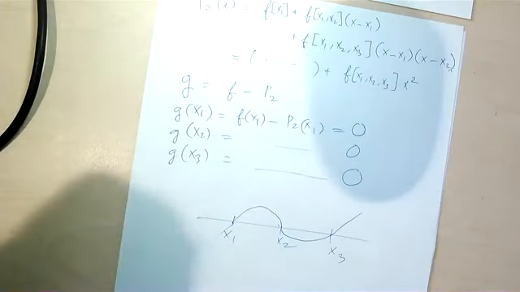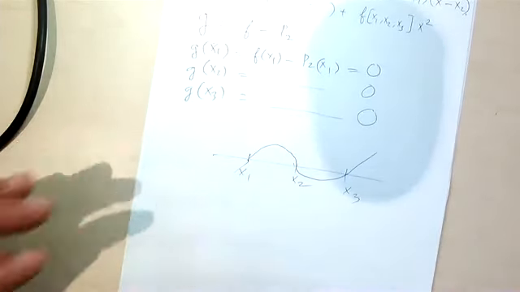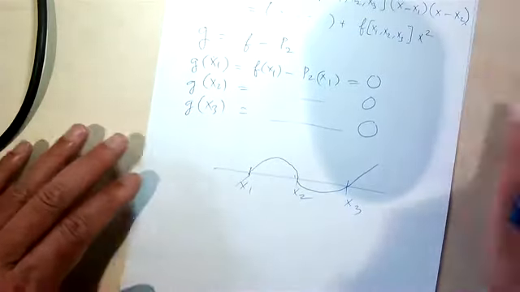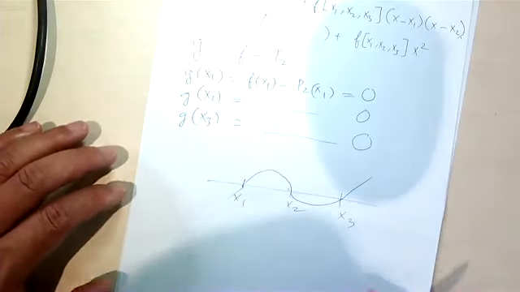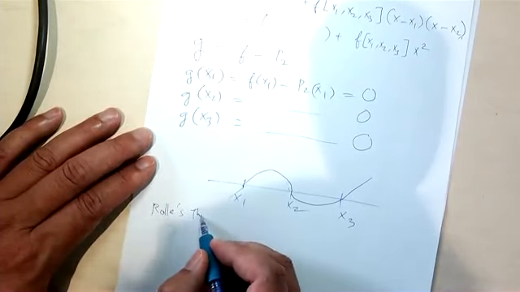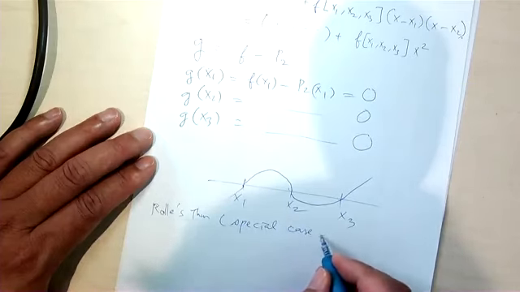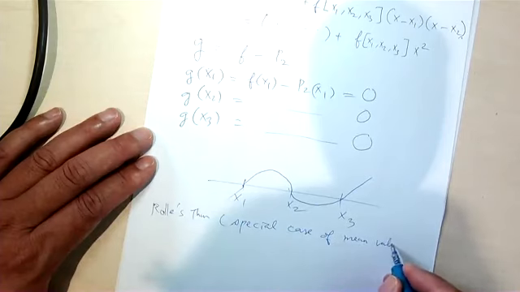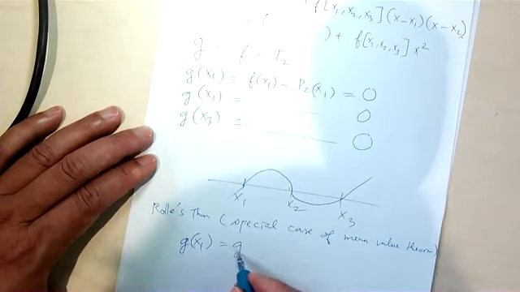So Rolle's theorem is just a special case of the mean value theorem. So now the Rolle's theorem is just a special case of the mean value theorem. Well, I will say the statement and then you will see it. So now, g(x1) equals g(x2), right?